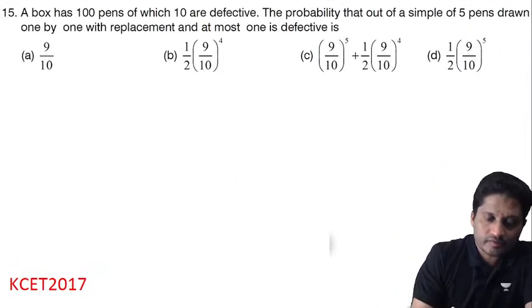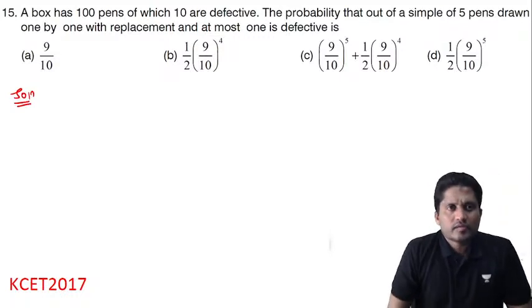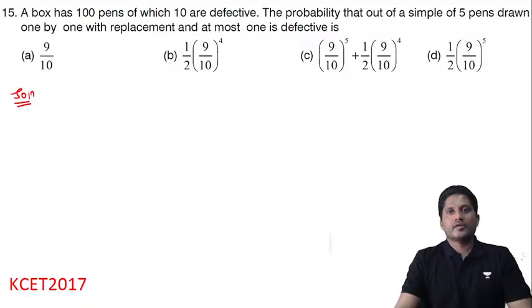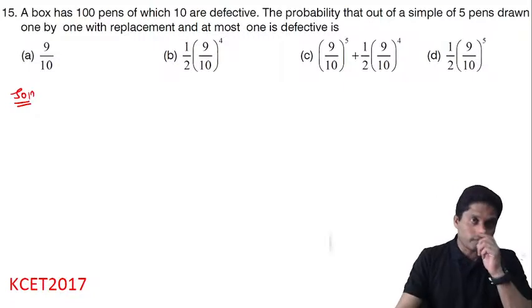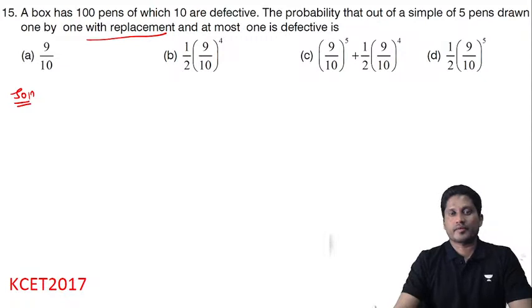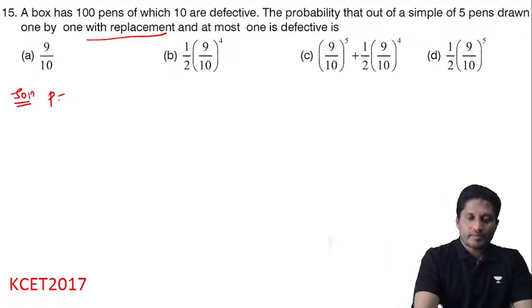A box has 100 pens, of which 10 are defective. Find the probability that out of five pens drawn one by one with replacement, at most one should be defective. Bernoulli's theorem is defined only for with replacement. At most means maximum. Drawing a defective pen will be a success. P will be equal to 10 out of 100 are defective, so the probability of drawing a defective is 1 by 10.